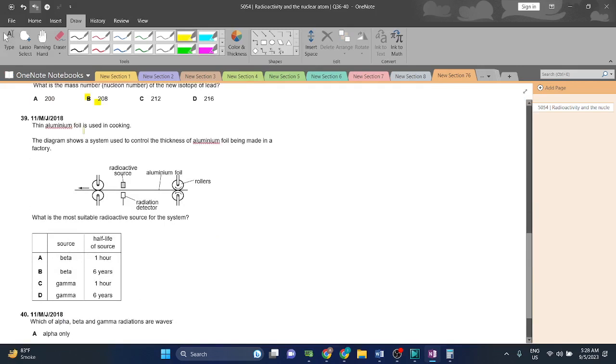Question 39. Thin aluminium foil is used in cooking. The diagram shows a system used to control the thickness of aluminium foil being made in the factory. Okay, this is the radioactive source and this is the radioactive detector, right?